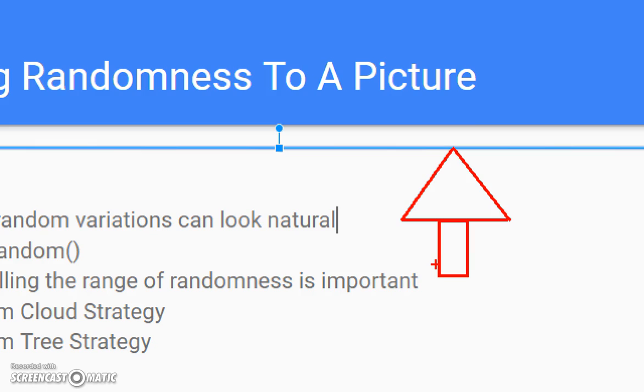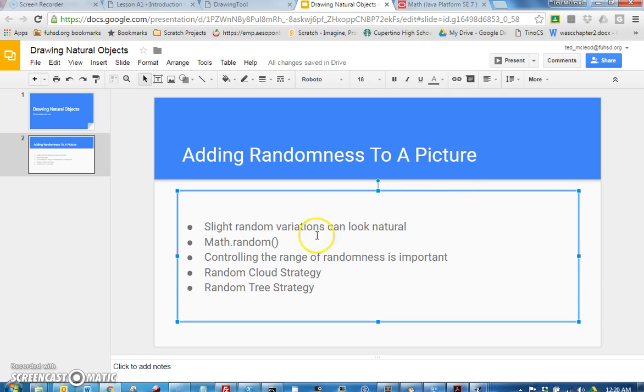And so the key to making it look really natural is random variations. So that kind of leads us to, how do you pick a random number? How do you get randomness in a program? There's a couple ways you can do it. I'm just going to show you guys math.random, and you can basically do anything you need to do with random numbers with that.